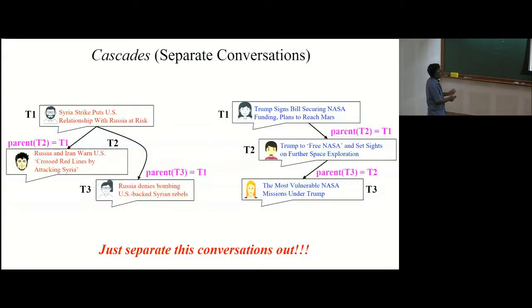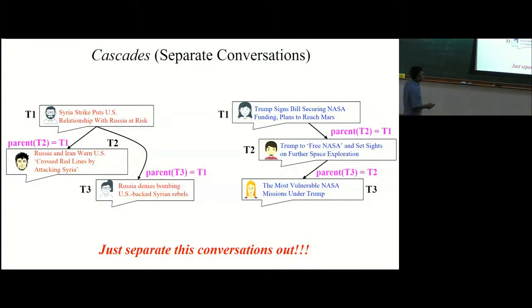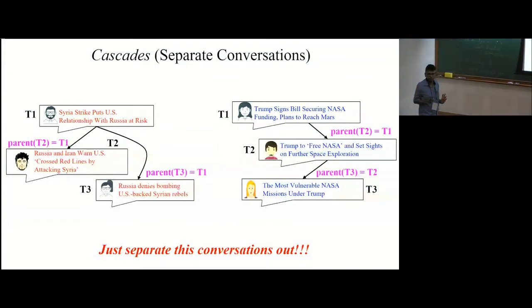I'm saying that the parent of this particular tweet is tweet 1, and the parent of this particular tweet 3 is tweet 1. Maybe here the conversation is going like this. This person is saying something about Trump signing a bill, this person is saying something else about that bill, and this person is now saying that these are the critical missions, these are the most vulnerable missions under this administration. This is basically what we aim to do.